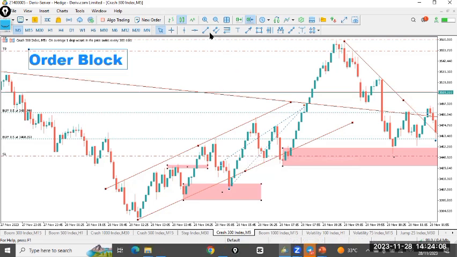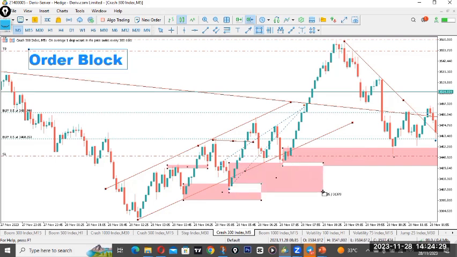Now again, we had another one here. Got a break of structure at this point. And where is the order block? This is the order block, the last opposite candle before the break of structure. This is it, the order block here. And you extend it, see that that's where price came.